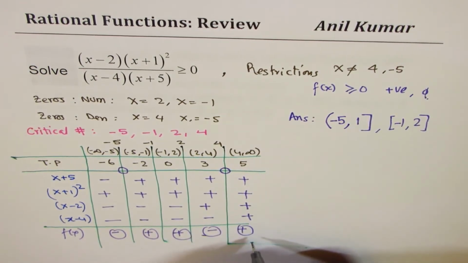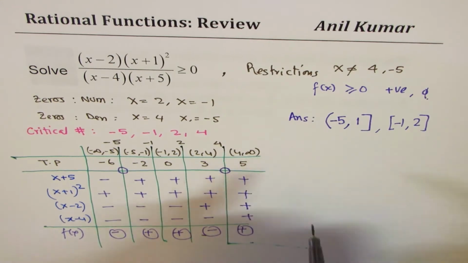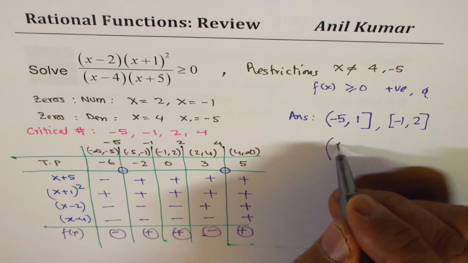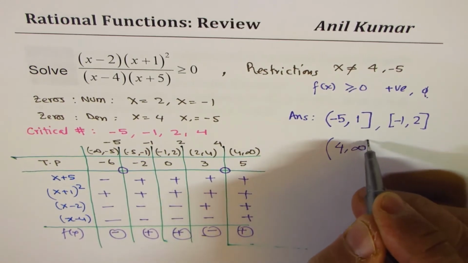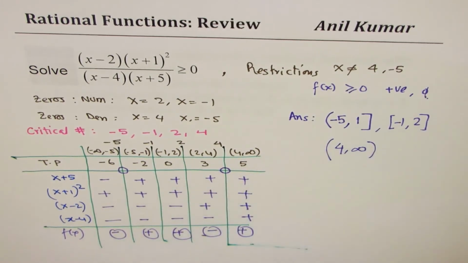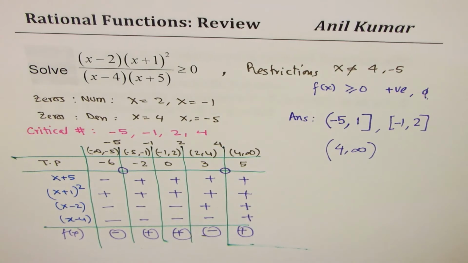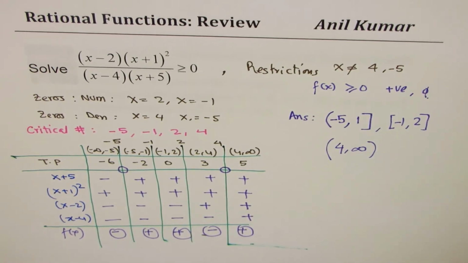The last one here is from 4 to infinity. However, 4 cannot be included as that is a restriction, right? And infinity can never be included. So that's it. That is the answer. Do you understand when to include and when not to include, right? So you cannot include these restrictions. That's very important to understand while solving inequalities for rational functions.